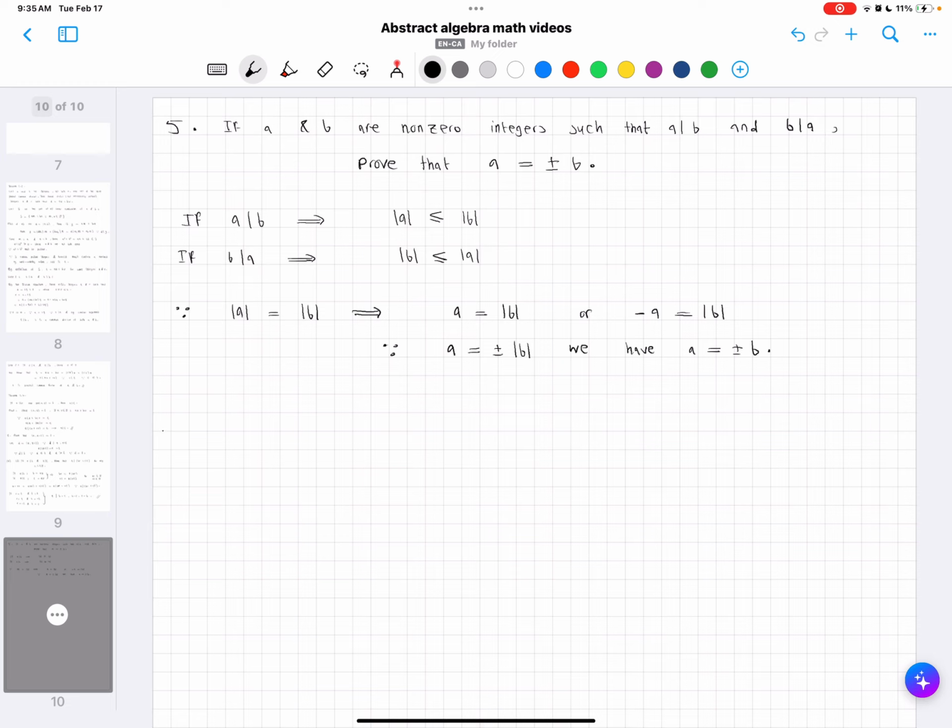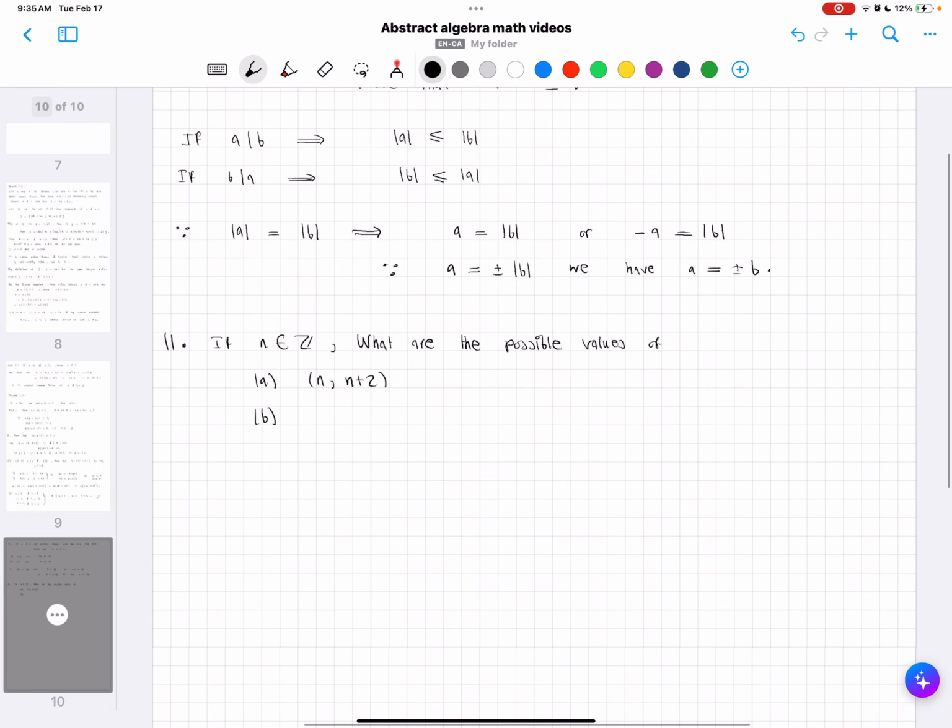Okay, so let's go on to question 11. If n is an element of the integers, what are the possible values of A, being the GCD of n and n plus 2, and B, the GCD between n and n plus 6.